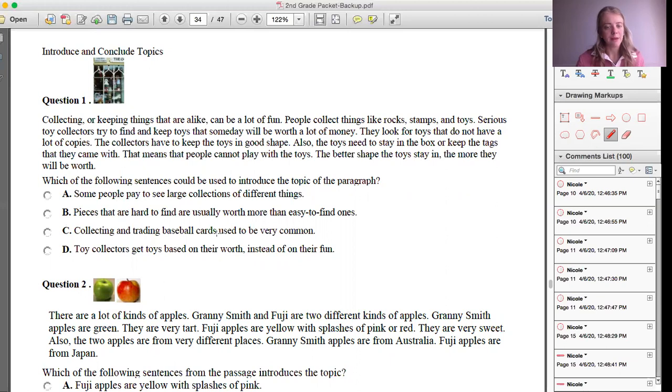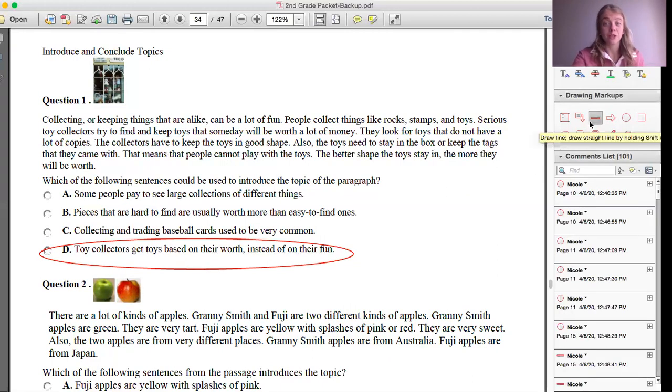Collecting and trading baseball cards used to be very common, or toy collectors get toys based on their worth instead of their fun. Your answer should have been D, because this one talks about how much worth toys are, and that says that this means that people cannot play with the toys, right? So it says toy collectors get toys based on their worth instead of their fun.